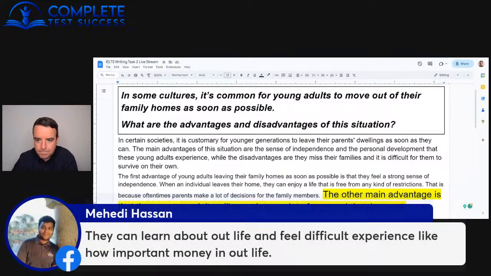Okay, good. They can learn about outlife. Outlife isn't a phrase, Medi, so you're going to have to change that. And feel difficult experience, like how important money in outlife. So maybe life outside the family home. I think that's what you mean by outlife. Maybe you're translating from your own language, where outlife, those two words together, would mean life outside of the family home. But in English, we don't say outlife. We need to say that full phrase.